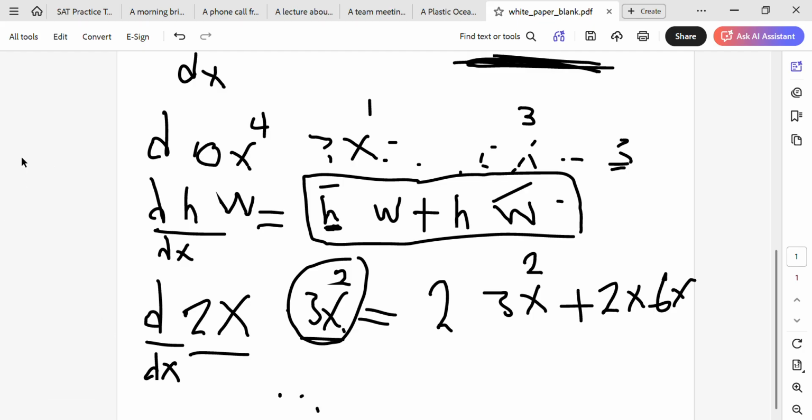So the new function, if we try to simplify it more, so now I have 2 times 3x squared. 2 times 3, that is 6. 6x squared plus I have 2x times 6x. 2 times 6, that is 12. And as you know, mathematically, this is x times x.